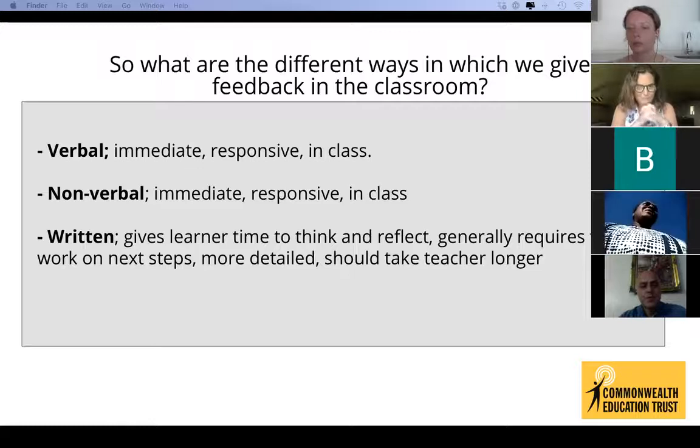And then written, which gives the learner time to think and reflect, generally requires work on next steps, further work, more detail, and takes the teacher longer to do. Obviously, it's possible to give verbal feedback after a class, etc. But generally, the kind of feedback we're looking at today is the feedback that you give during the lesson to keep the learners moving on.